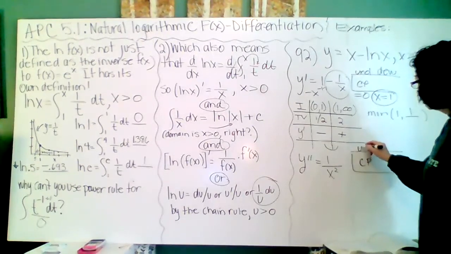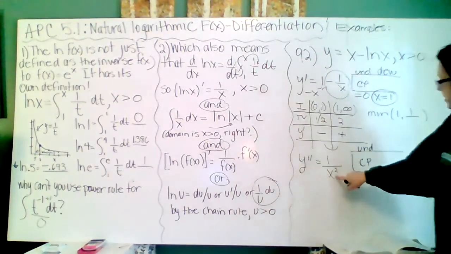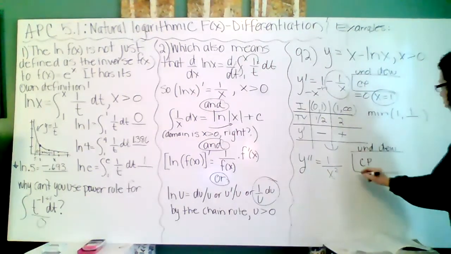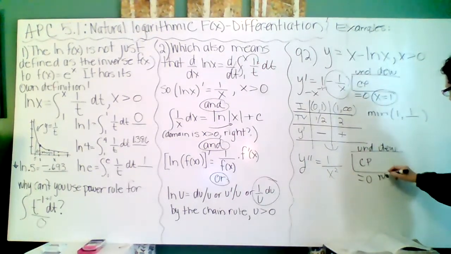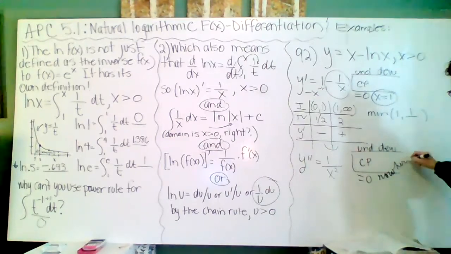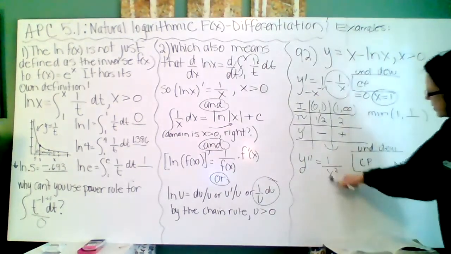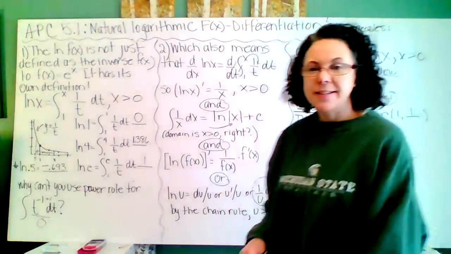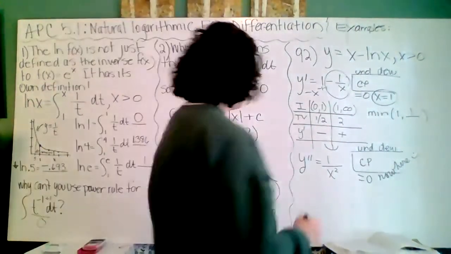Critical points: undefined at x equals 0, but the domain is greater than 0. Where is this equal to 0? Nowhere, right? What would make this fraction 0 is when the numerator is 0, and it never is, it's a 1. So there's no inflection points here.